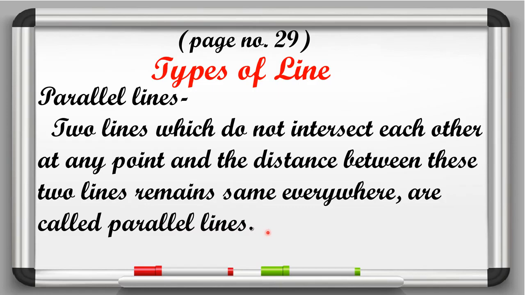पैरेलल लाइंस बेटा वो लाइंस होती हैं जो आपस में कभी नहीं काटती एक दूसरे को. Two lines which do not intersect. Here intersect means कट करना. Okay, so वो दो लाइंस जो आपस में एक दूसरे को कभी नहीं काटती किसी भी पॉइंट पे. Okay, और वो ऐसा कब पॉसिबल होता है? When the distance between these two lines remains same everywhere. Okay, so that are called parallel lines.